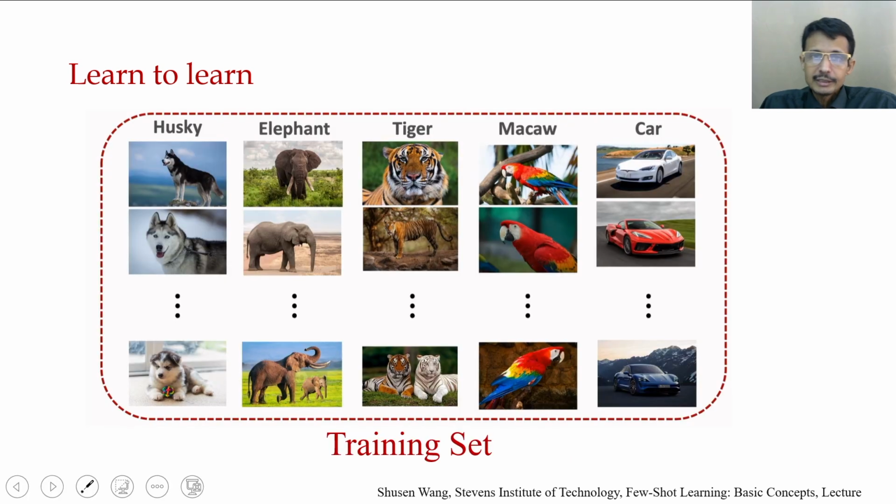Now given this data set, we are not trying to find, oh look, this is a husky, this is an elephant. Here what we are doing is trying to find out what the difference is between husky and elephant. What is the difference between elephant and tiger? What is the difference between elephant and macaw? What is the difference between husky and macaw? And so on. So the difference and similarity between interclass or interobject in a data set.